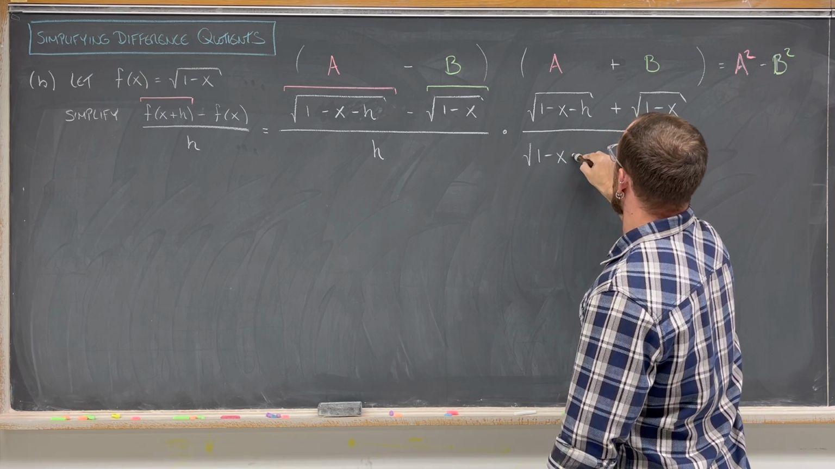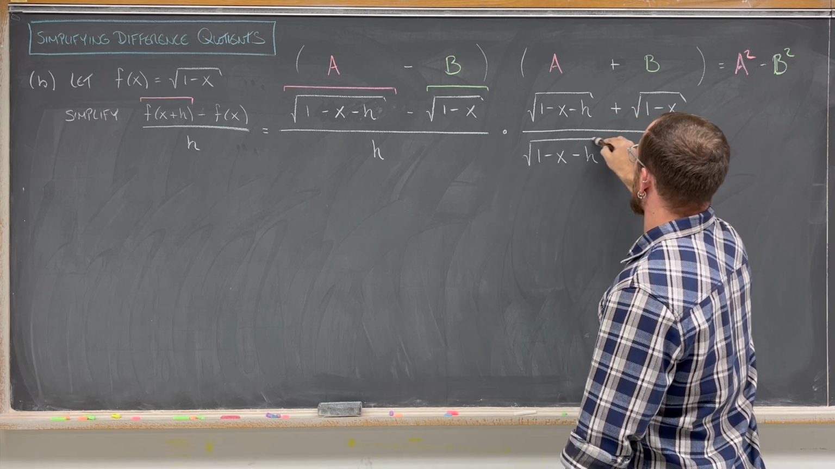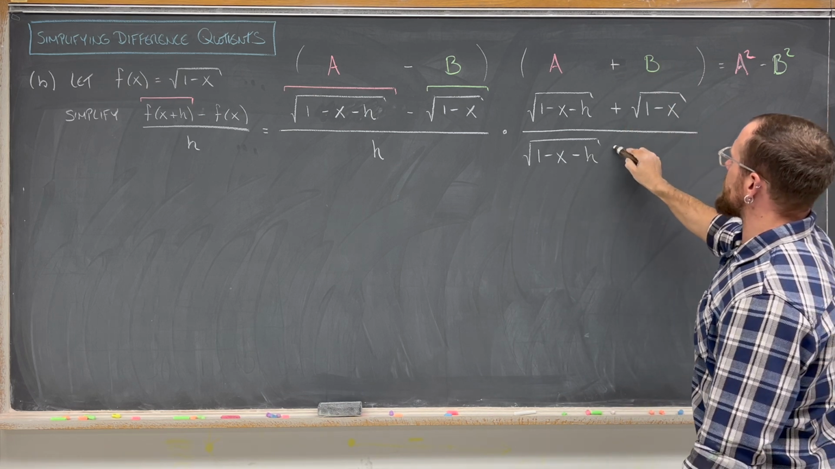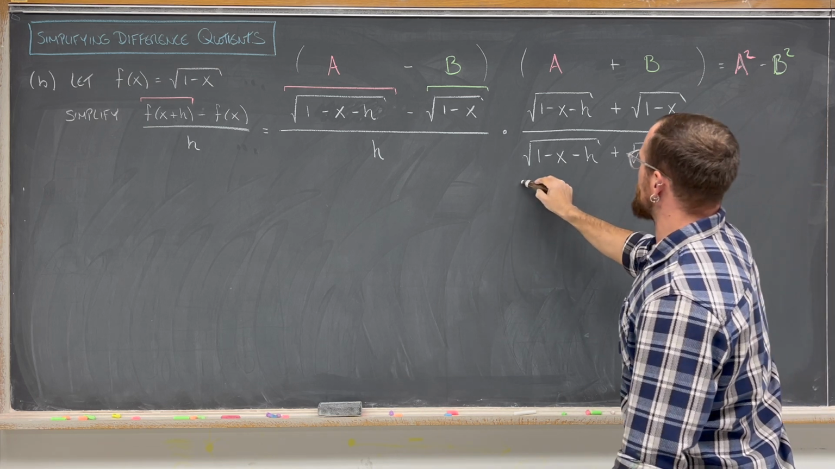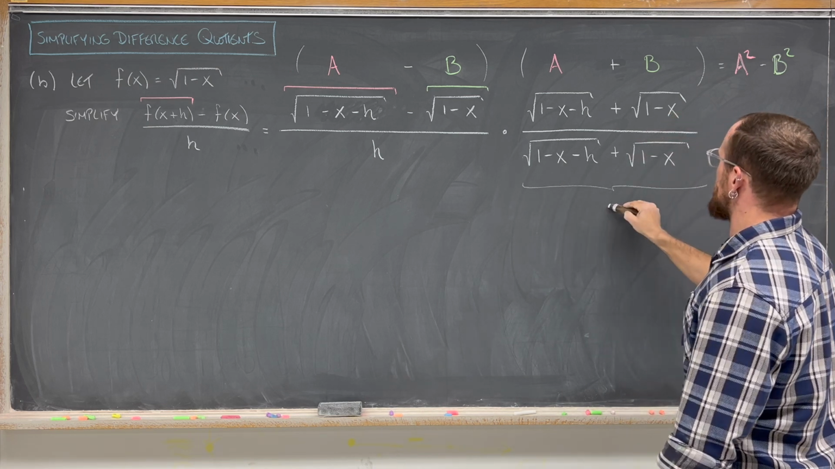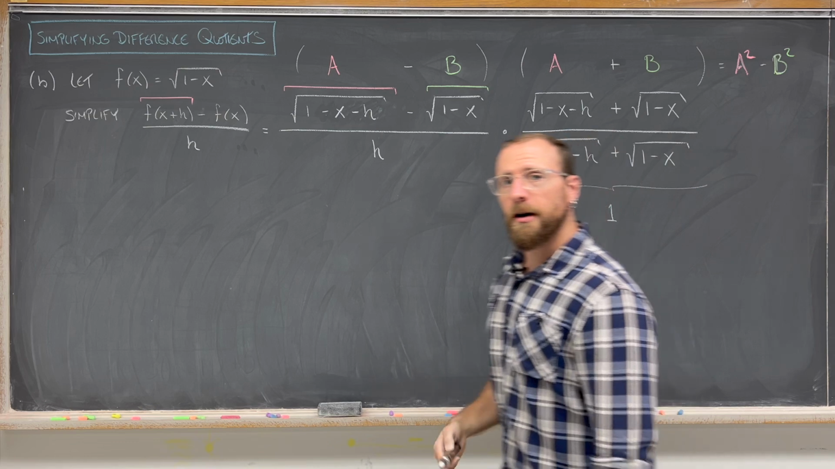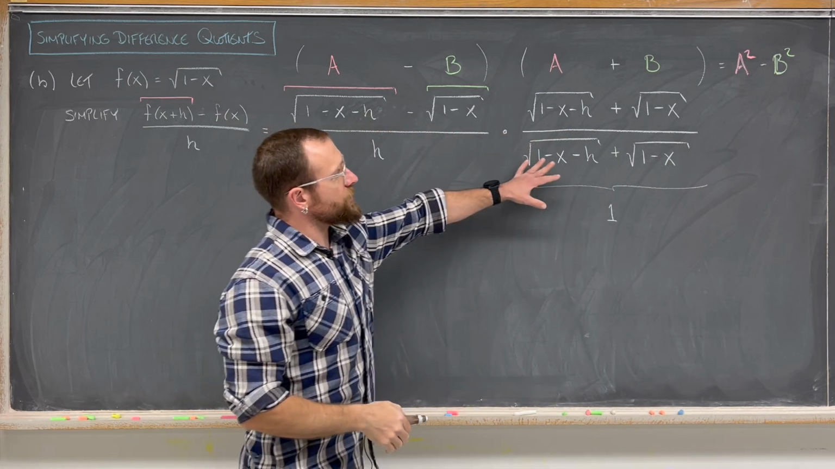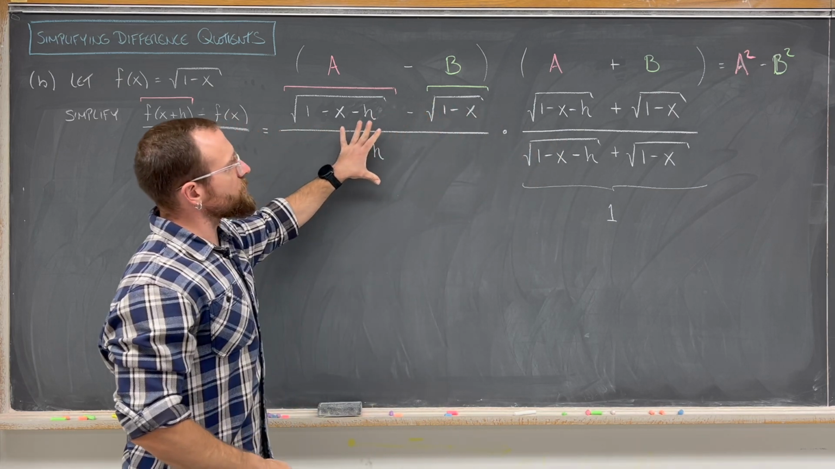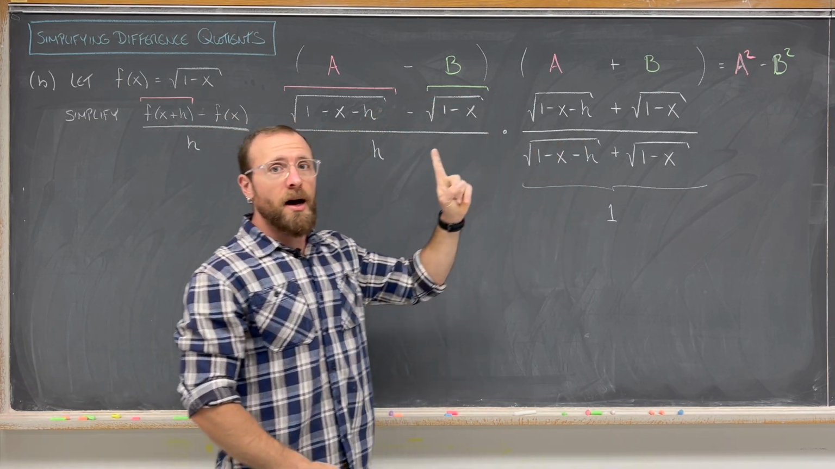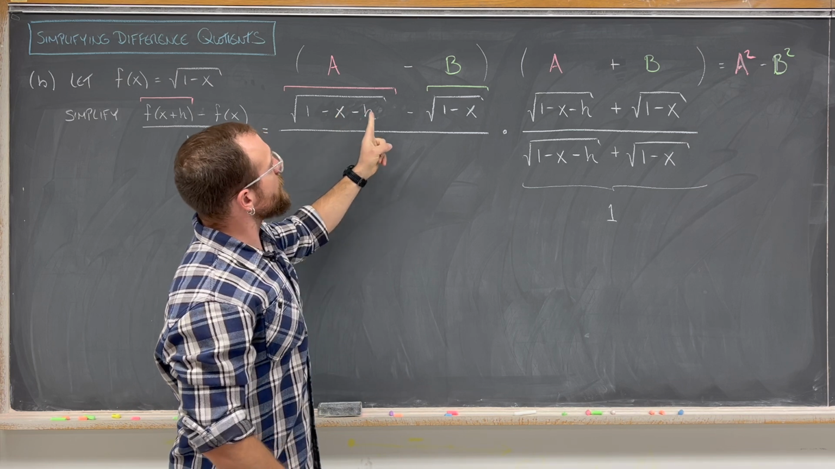Whenever I multiply a fraction by something divided by the exact same thing, this fraction right here is 1, correct? Its numerator and denominator are exactly the same. So that fraction right here is 1. Okay? I'm choosing to multiply this expression by this because I see the pattern. I see what's going to happen.